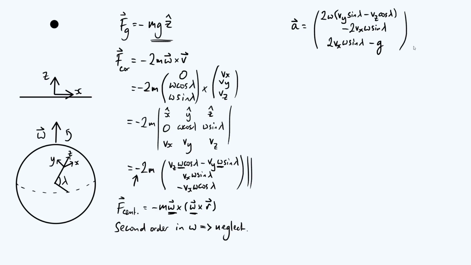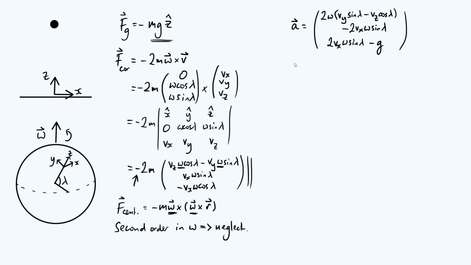But if omega is small, then Vx and Vy, in other words the y and x components of our velocity, are also going to be small, right? Because it's the rotation of the Earth that causes there to be x and y components of the velocity in the first place. And so if omega is small, then those quantities should also be small. And if we're working to first order in small quantities, then to be consistent, we should really consider the fact that Vx and Vy are small as well, right?